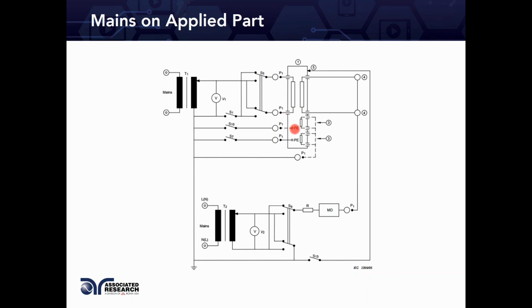Taking a look at the mains on applied part section, you want to make sure that applied parts are isolated, not only for high pot test, but also during application of mains voltage. Okay.